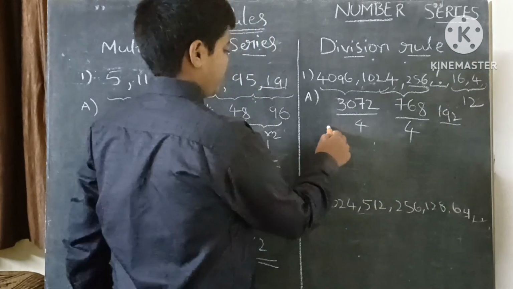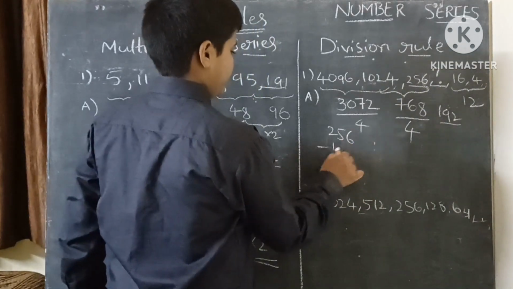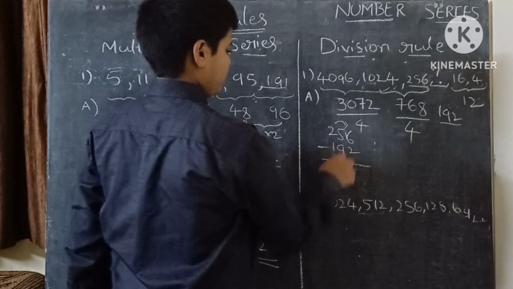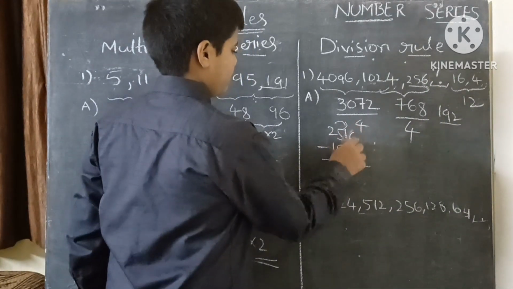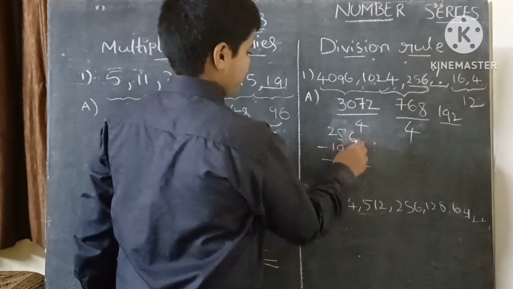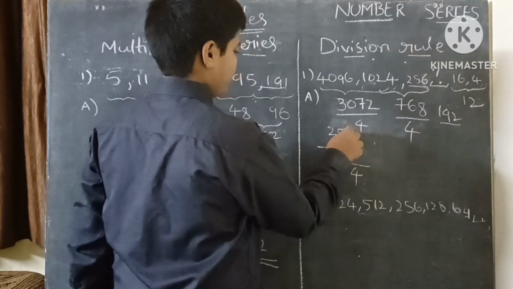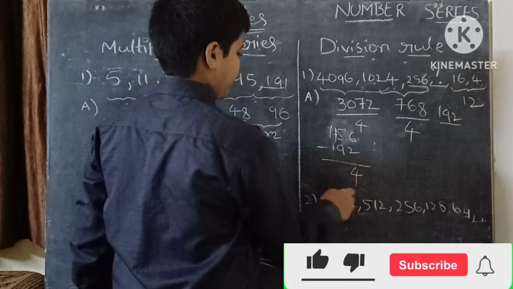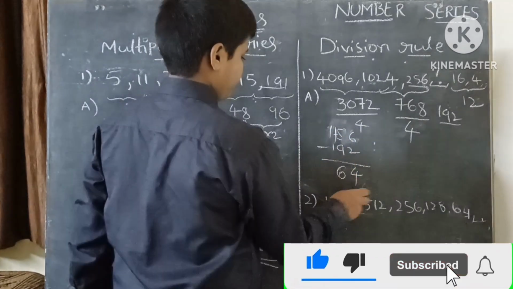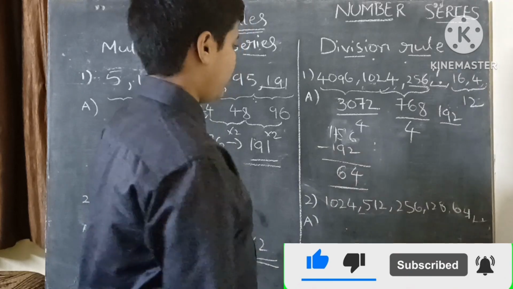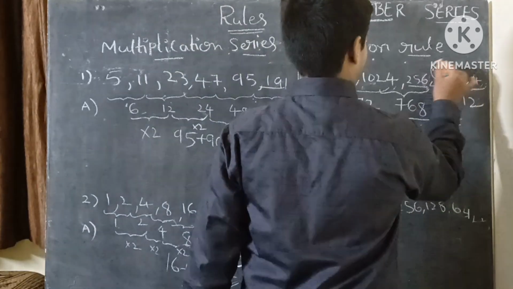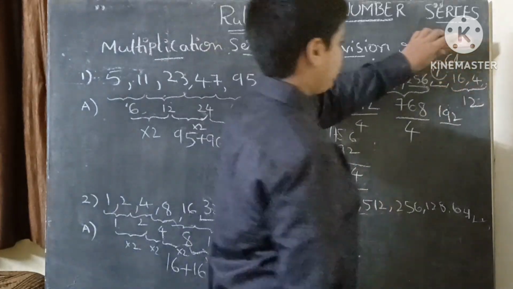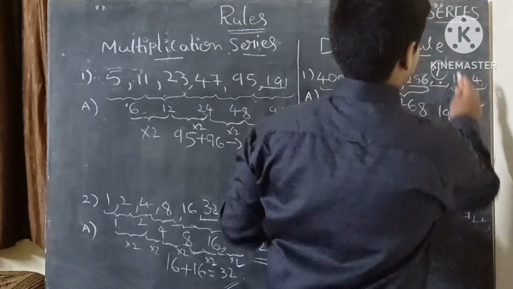So 256 minus 192. Borrow 1, so 16 minus 2 is 4... 6 minus 2, 4. Borrow 1, 15 minus 9, 6. So the remainder, the unknown number, is 64.